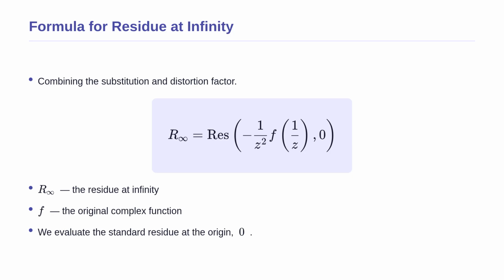In this formula, R infinity stands for the residue at infinity. The symbol f is our original function. Notice we use z again here instead of w, simply out of convenience as a dummy variable. We replace every instance of the variable with its reciprocal, multiply by the negative reciprocal squared, and finally find the standard residue of this brand new expression at the origin.